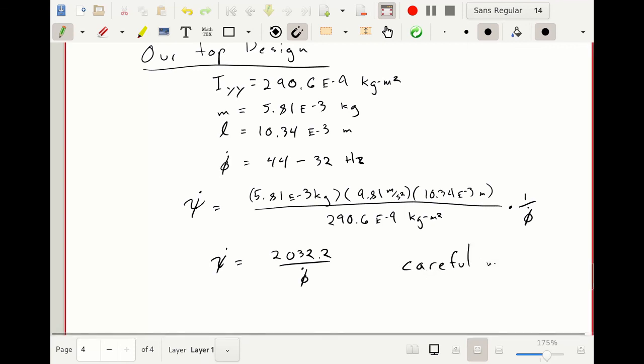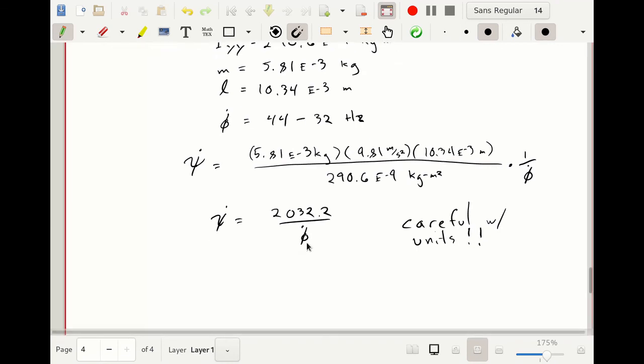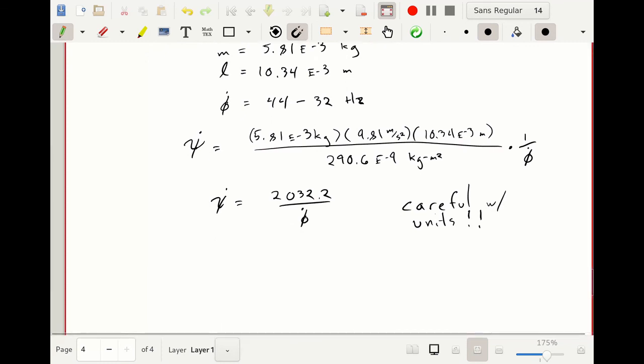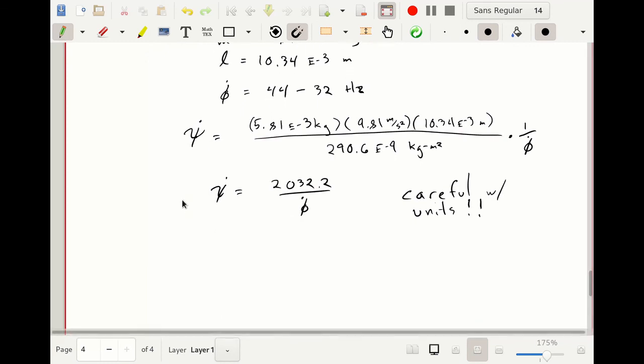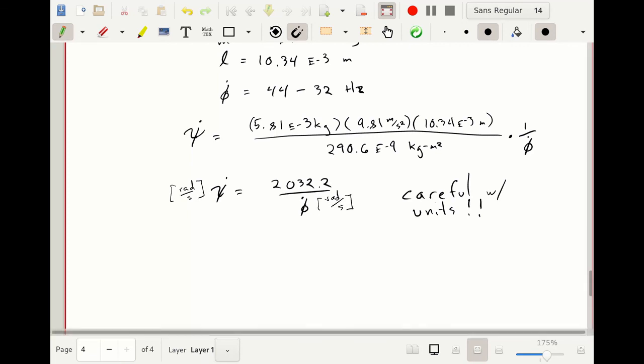Careful with units here. Phi dot and psi dot are both in radians per second. If I want to get hertz, so this is a radian per second, and this is a radian per second. So it's not saying that psi dot is 2,000 times phi dot. It's psi dot is 1 over phi dot times 2,000.